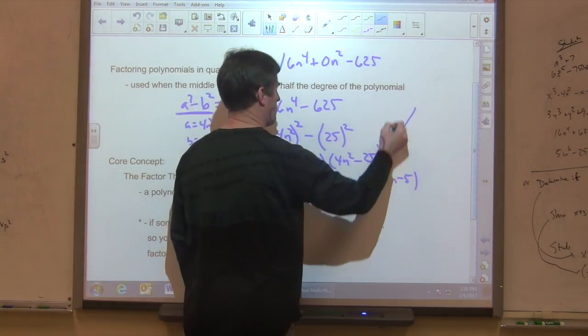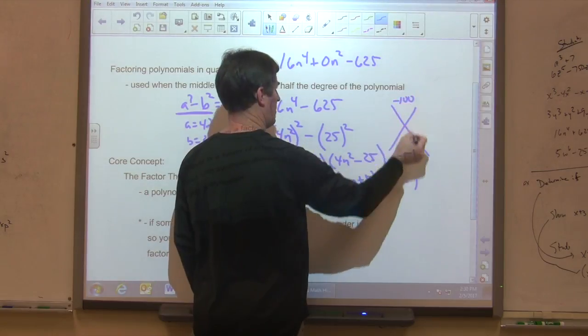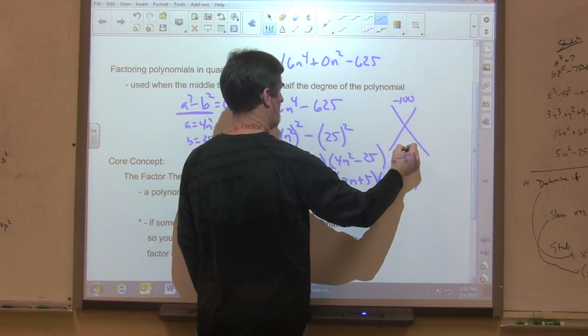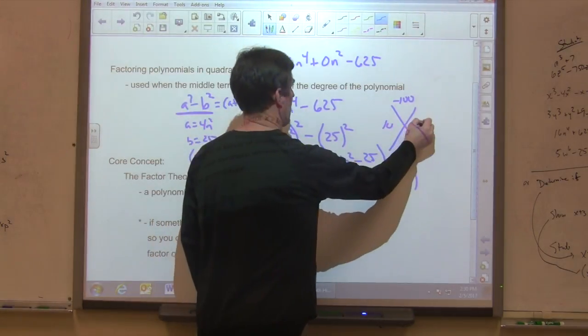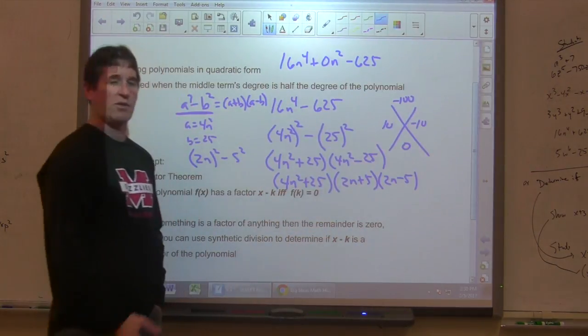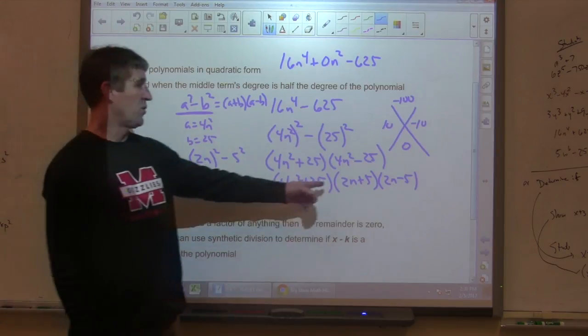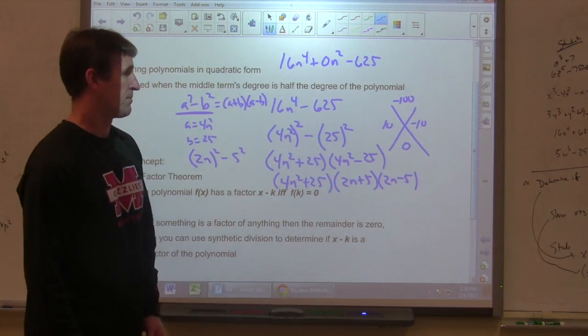Again, you can do the x method. That would be a negative 100, and then that would be 0. And so that would be 10 and negative 10, but then you'd have to build the box, so you can see it takes a little bit more work, but you will still get the same answer.